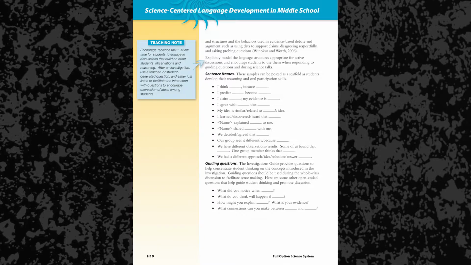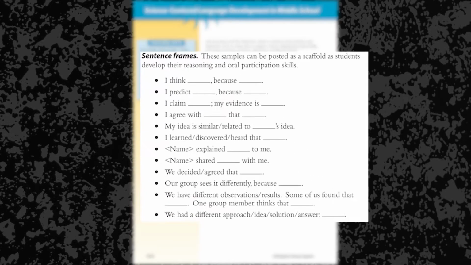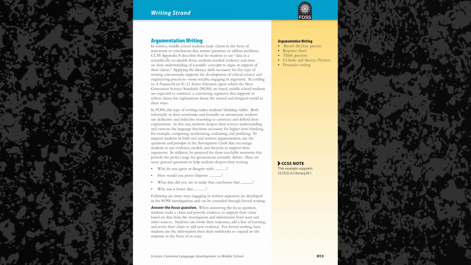To help students effectively communicate their thinking, strategies such as sentence frames support the transition from speaking and listening to writing. Science writing can be informal within the notebook, or can go through a refining process to produce written arguments and informative or narrative writing.